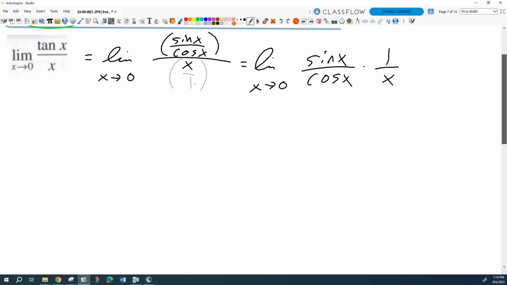Okay, so on the bottom then, I'm going to write that one more time. The bottom, we could combine that to look like the limit of sine x over x times cosine x as x approaches 0. Okay, why did I do that?